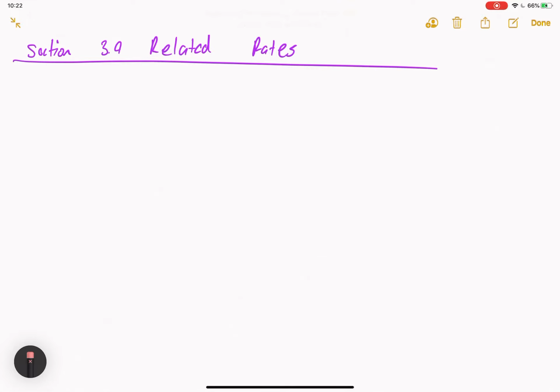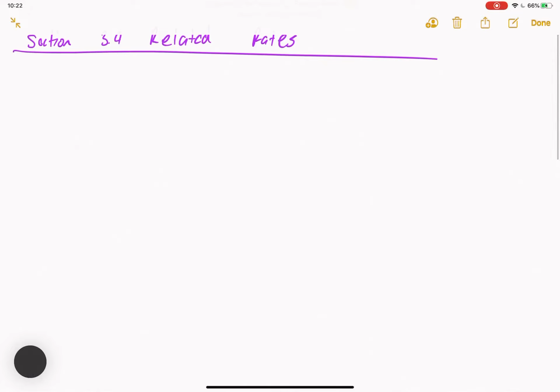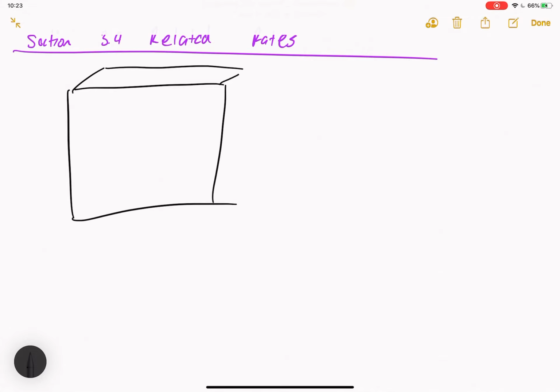So the question first is, what even is related rates? What does that even mean? Think about a pool. I'm just going to draw a rectangular pool. You can pretend that's a pool for me, guys. Let's say it has length L, width W, height H.